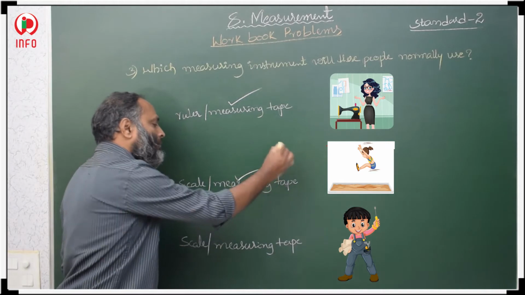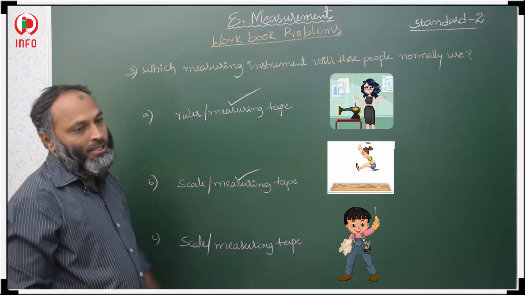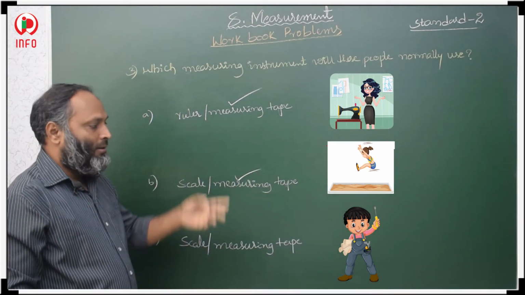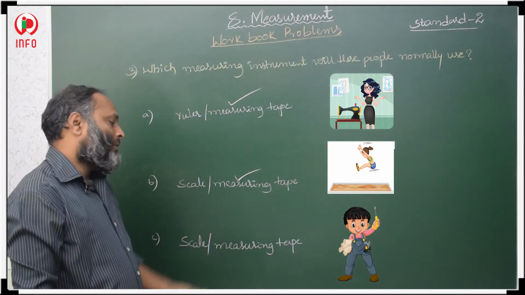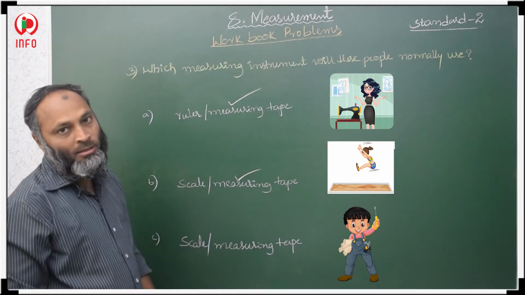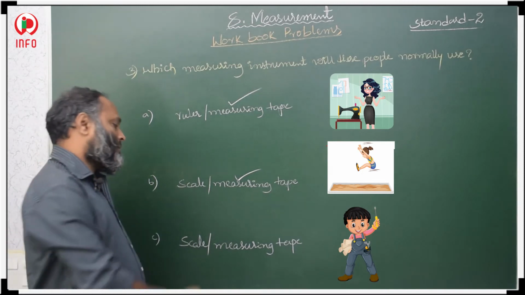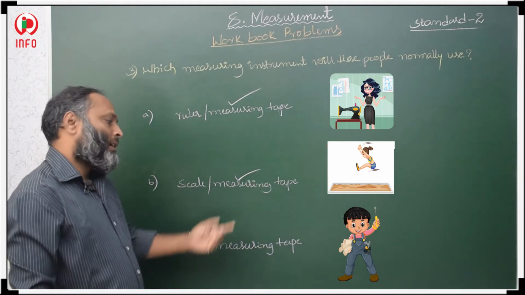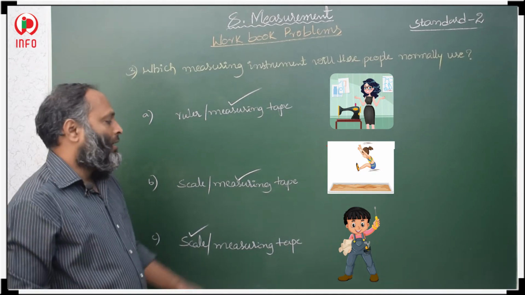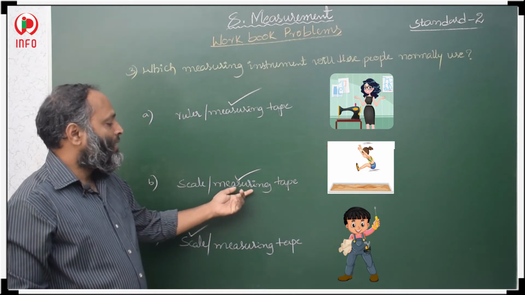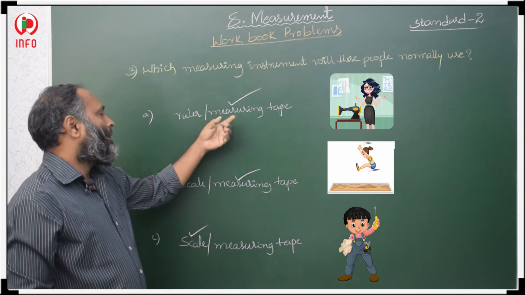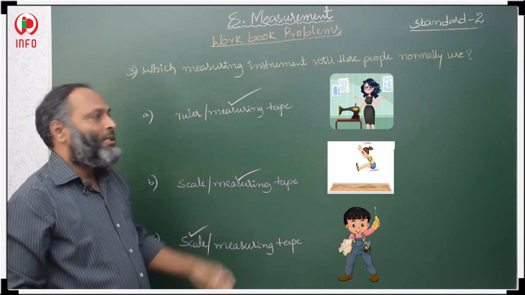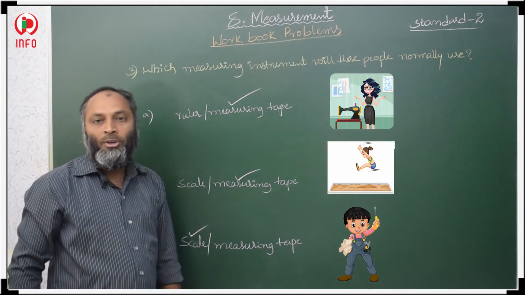Okay. The third one, an architect. The architect uses a scale to draw pictures. Okay, the third one is scale. The architect is going to use a scale, sportspersons use a measuring tape, and the tailor is going to use a measuring tape. Okay.